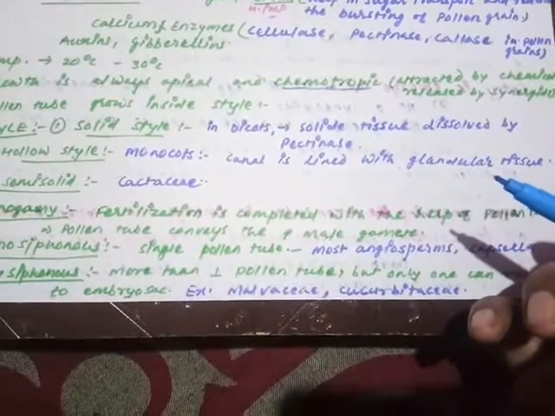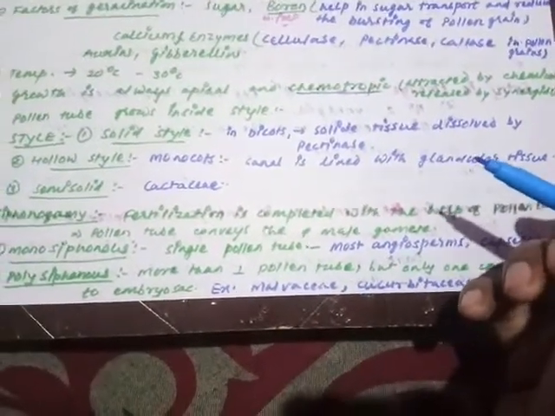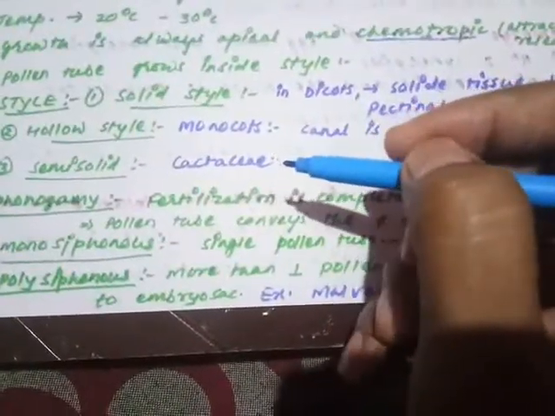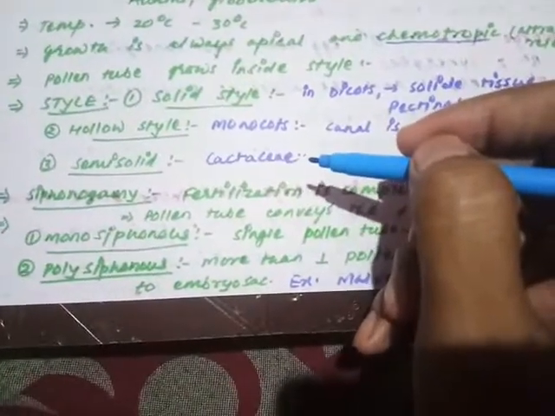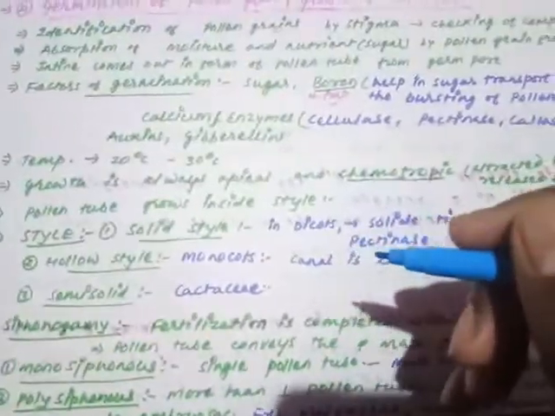Means they are just going to release the definite or different types of enzymes, materials, nutrients and other secretions. The semi-solid type of style is also reported, that semi-solid type of style is reported there only in the family Cactaceae. So till now it is very much clear to you all what happens.